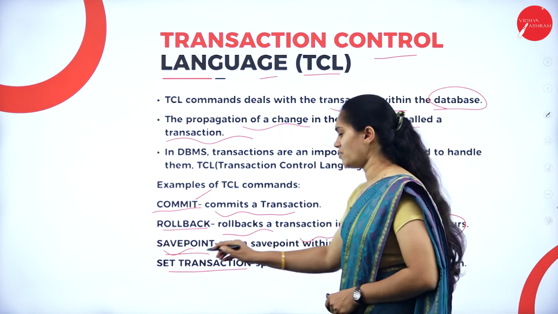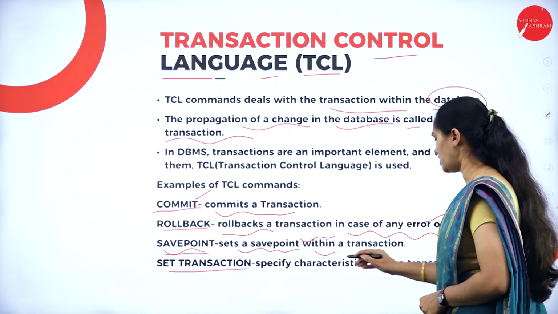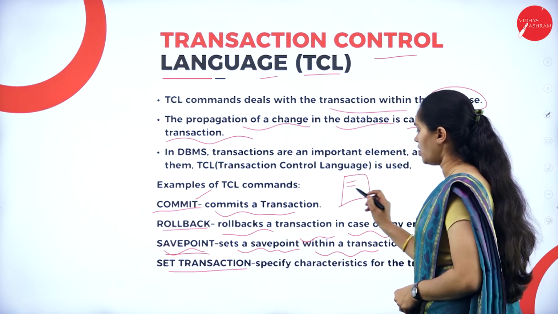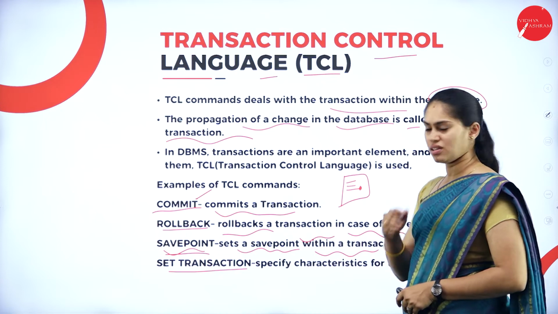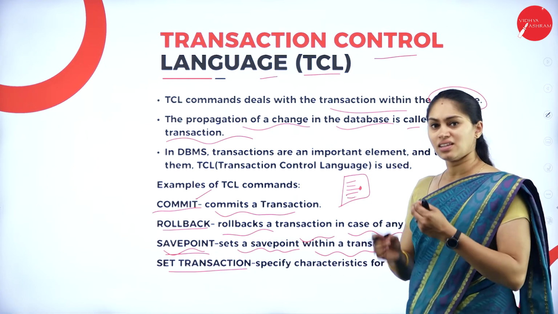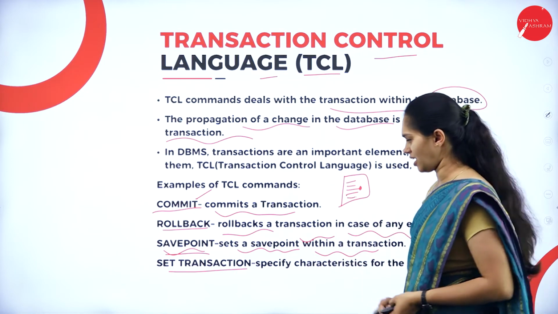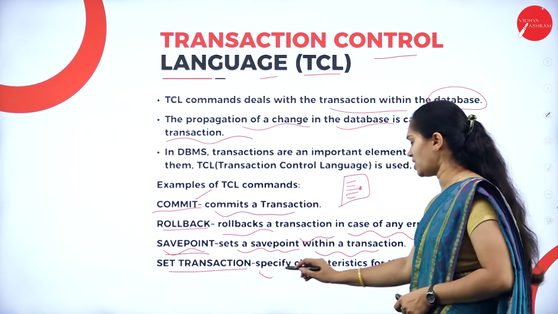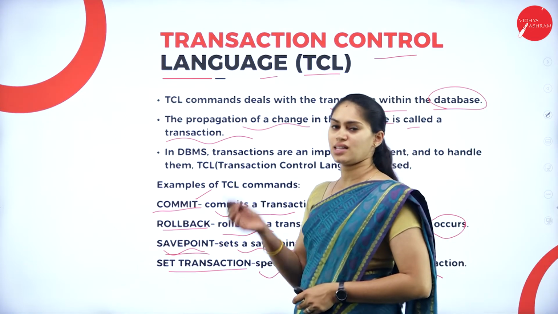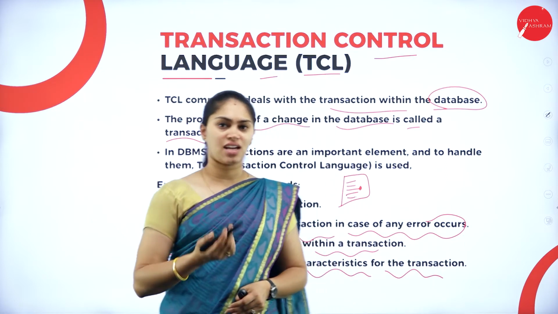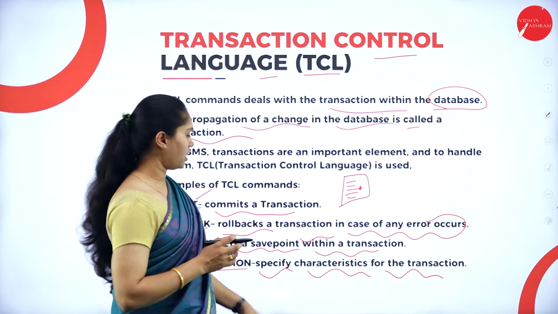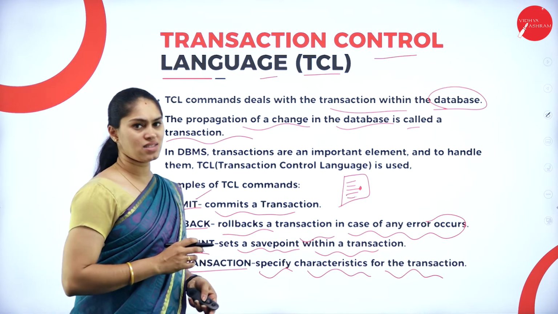Okay. So here we have a savepoint. It sets the savepoint within a transaction. So for example, if I have 10 transactions, I am going to mention that after the third transaction I wanted to save that content. When it reaches the third transaction, at that point it is going to save the content. Next, we have set transaction, which specifies the characteristics for the transaction. What characteristics or features should be there in the transaction will be defined with the set transaction command. These are the types of TCL commands that we have.